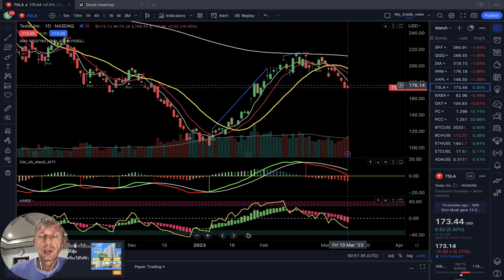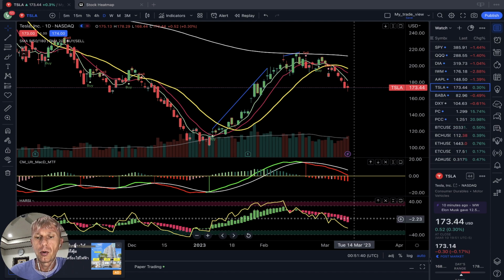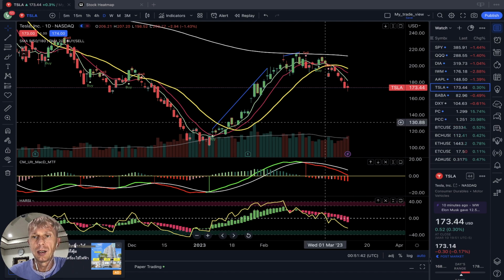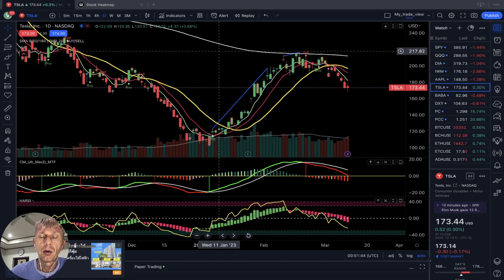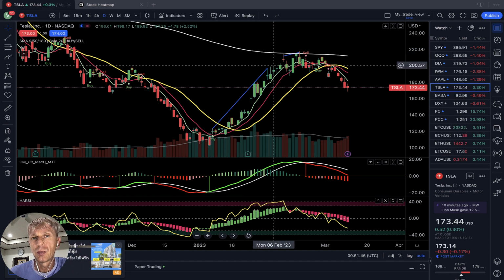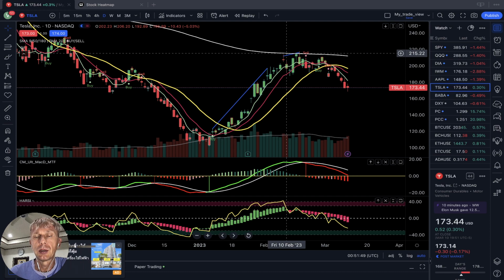Tesla daily bearish, last bar far from 20. MACD bearish, RSI bearish, all indicators bearish on daily time frame for Tesla. And remember, all moving averages and bars below MA200, it is bearish trend.